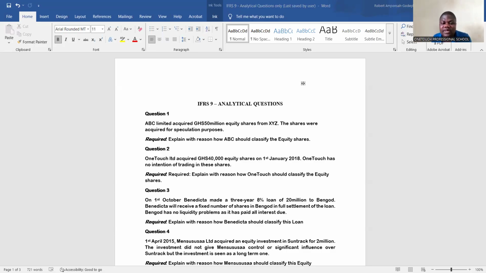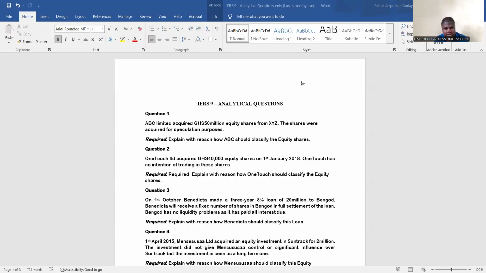Question 2. One Time Limited acquired 40,000 equity shares on 1st January 2018. One Time has no intention of trading in these shares. So how should it be treated? Fair value through OCI. So you don't answer the question like that. I told you that if it is not held for trading, it can be both fair value through P&L or through what? OCI. Fair value through P&L is the default method. Through OCI will come as a result of a condition. Did you get it? Yes, sir.